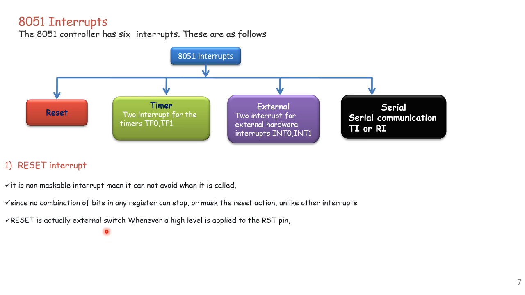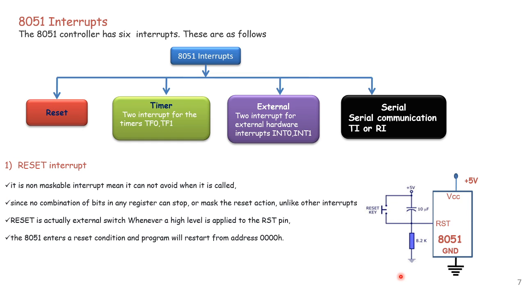Reset is actually an external switch. Whenever a high level is applied to the reset pin, the 8051 microcontroller enters the reset condition and the program restarts at address 0000H. So that is the initial address. This is the hardware circuitry for reset. This reset switch is there. When we press it, 5 volts is directly given to the RST pin, and the 8051 microcontroller gets interrupted and generates the address 0000H, that is the initial, starting address.